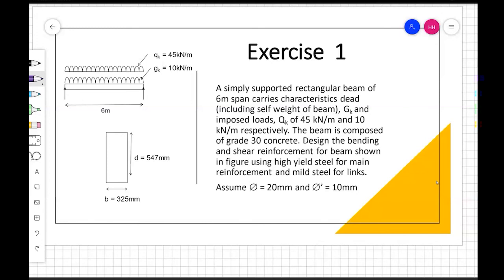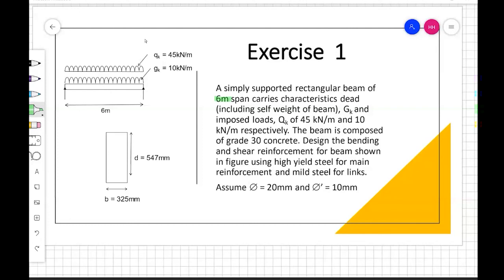Okay, first of all, we're going to have a look at exercise number 1, sorry. Okay, hopefully everyone is well. So kita boleh proceed dengan kita punya exercise number 1 based on our previous example. Okay, exercise number 1, a simply supported rectangular beam of 6 meters span.